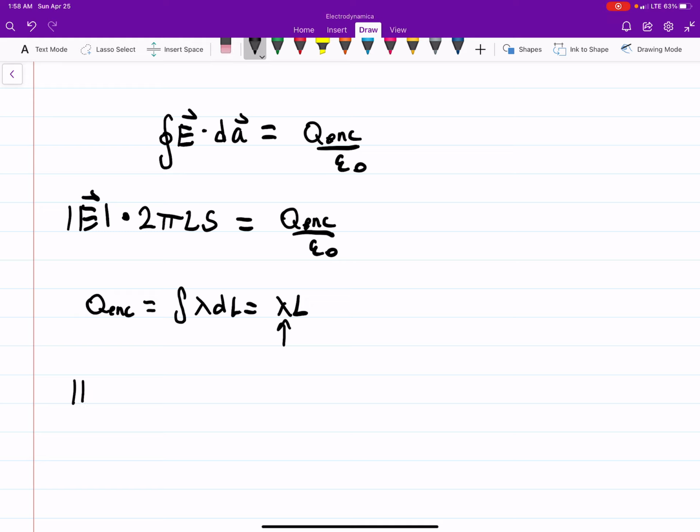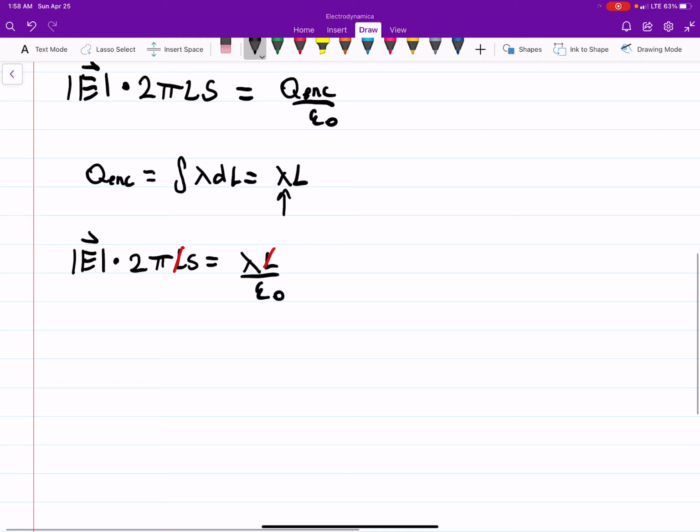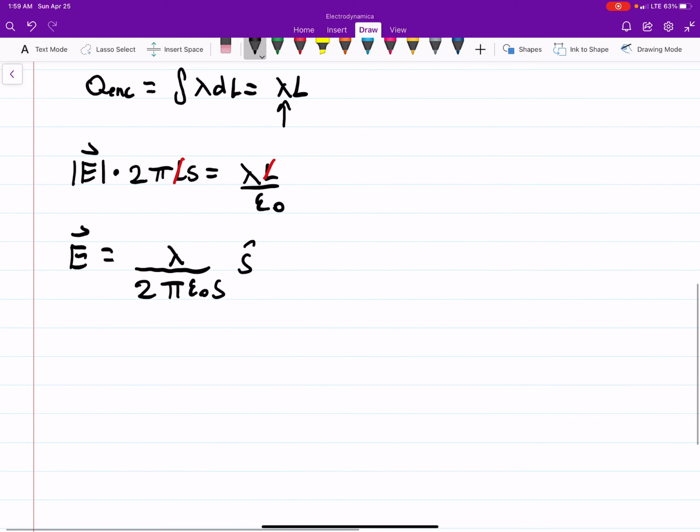So then we have the magnitude of our E field times 2 pi L S is equal to lambda L over epsilon naught. You can see the L drops. And then our E field is equal to lambda divided by 2 pi epsilon naught S, in the S hat direction. So now we have the E field. What we want to do now is use that to find the potential.